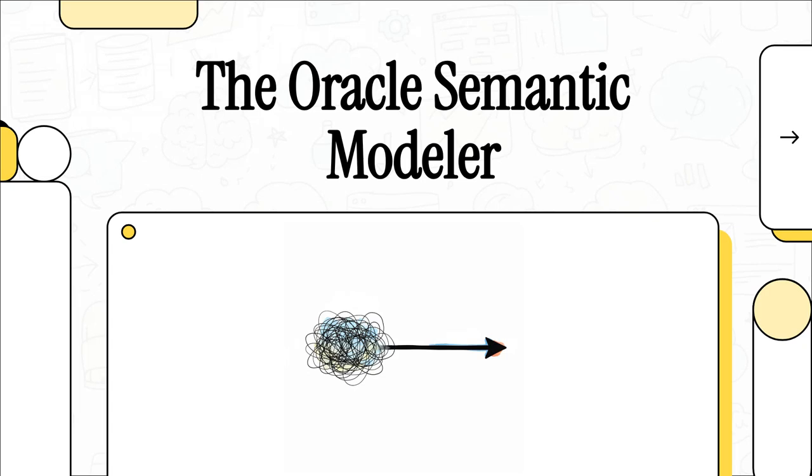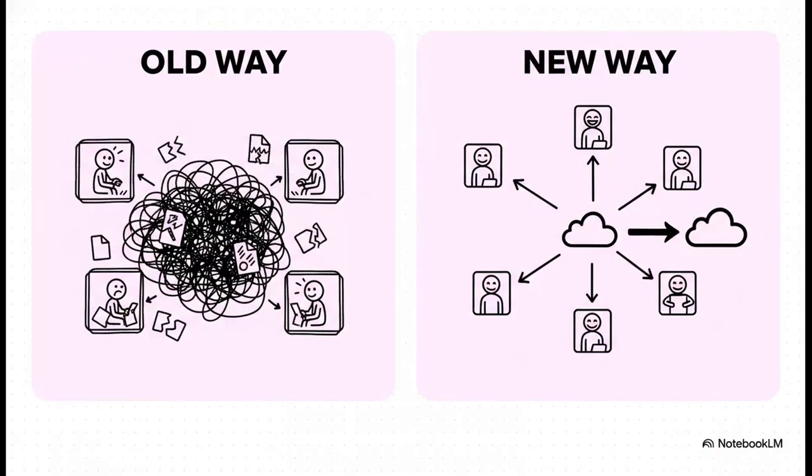All right, let's talk about something that's probably all too familiar. You've spent hours, maybe even days, hunting for the right version of a data file. Or, even worse, you accidentally overwrite a colleague's hard work. Yeah, that kind of chaos is what enterprise data can feel like. Well, today we're diving into a tool that's built to bring some serious order to all of that, the Oracle Cloud Semantic Modeler.